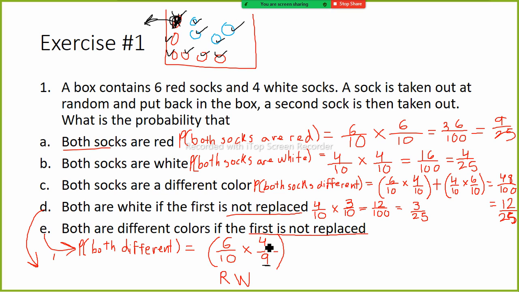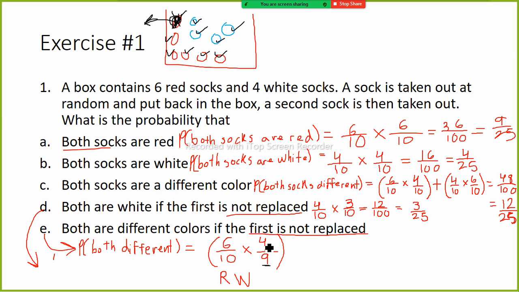Okay, so why is that one not an 8, since we're taking out another sock? Very good question. Remember the definition of probability: the number of elements inside your event divided by the number of elements in the sample space. So how many options do you have? How many white socks do you have? You have 4 white socks. You haven't taken out the white socks yet. How many white socks do you have to choose from? 4. How many are in the entire box? 9. So it's 4 over 9.